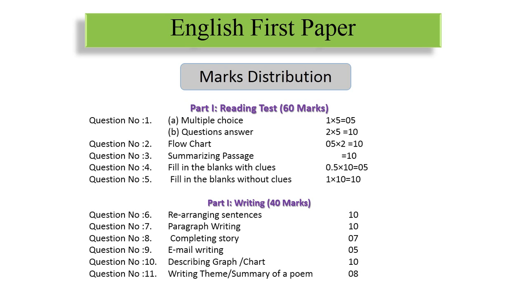Now coming to question number 5. This is the same thing as question number 4, but this is more difficult, and it is one of the difficult items of English first paper. Fill in the blanks without clues. There will be no words in the boxes. There will be only 10 gaps in your context, and you will have to fill up the blanks with suitable words, and you must maintain the sequence and context of the passage. Then you will be able to write down the answer.